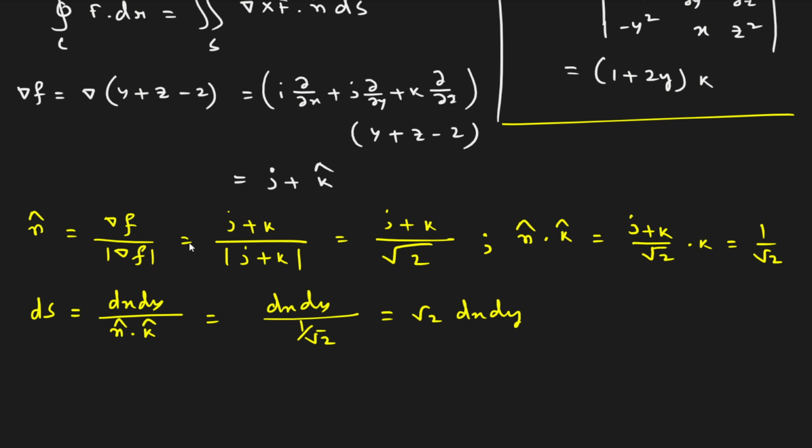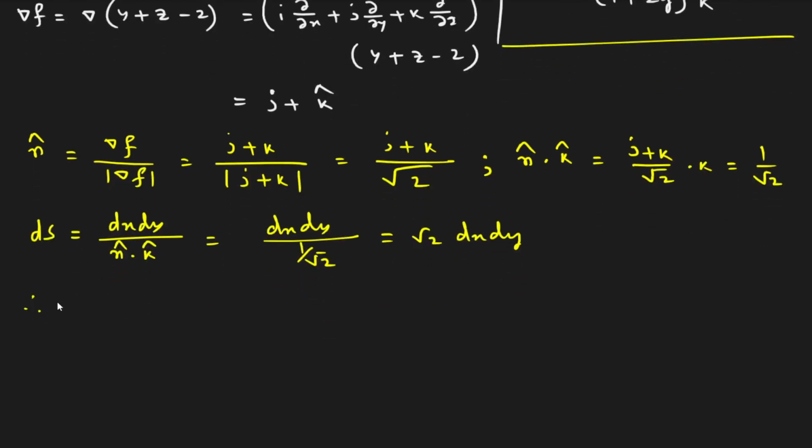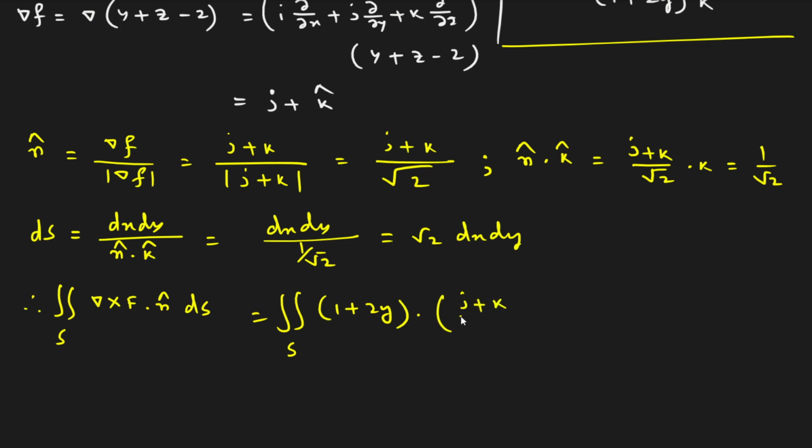Now let us put all this in the left hand side. So therefore, double integration over s of nabla cross f dot n cap ds. Double integration over s, what is our nabla cross f? 1 plus 2y, then dot n cap. Our n cap is j plus k by root 2, and then ds is root 2 dx dy.